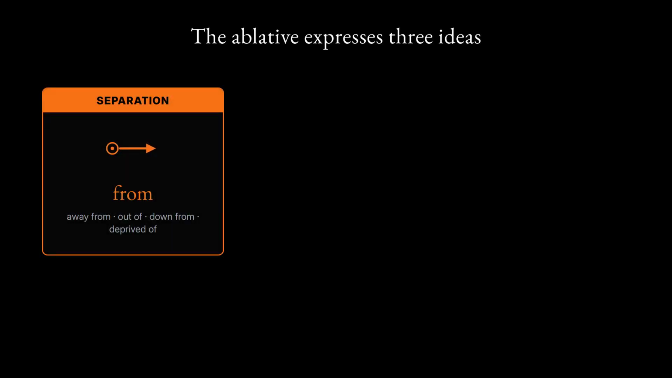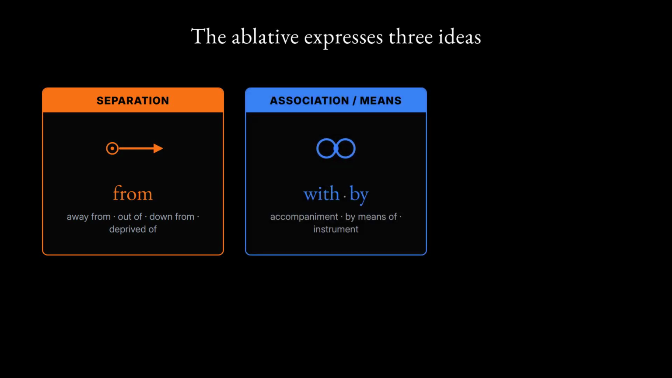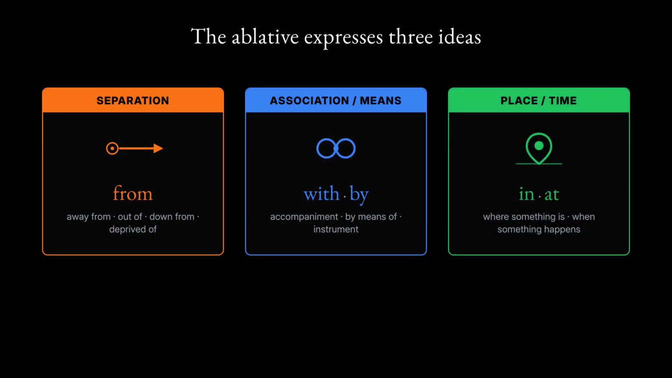First, separation. Something moves away from, starts from, or is deprived of. English uses the preposition from. Second, association or means. Something happens with something or by means of something. English uses with or by. Third, place or time. Something occurs in a place or at a time. English uses in or at.